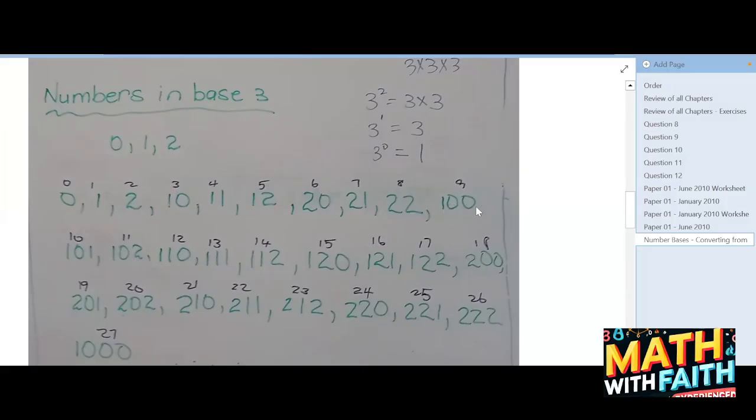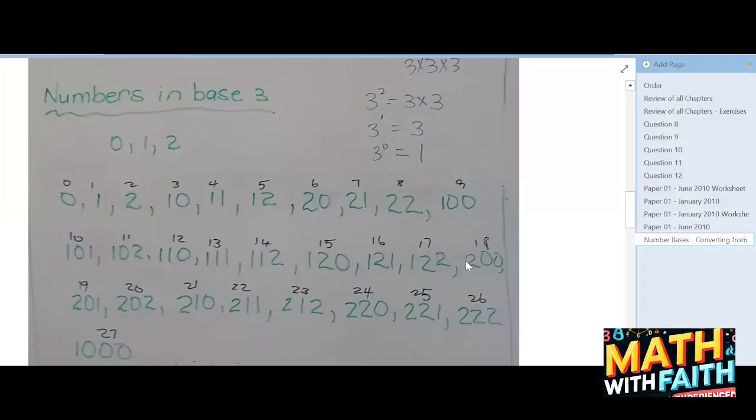100, 101, 102. No 103. So we go to 110, right? Just like we had 2, then 10. We have 102, and then 110, 111, 112. There's no 113, so we have to go to 120, 121, 122. There's no 123. We have to go to the next.